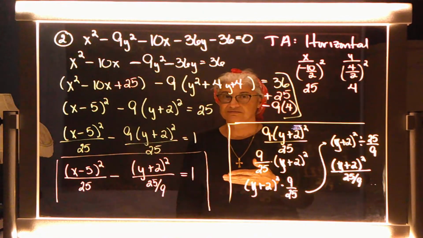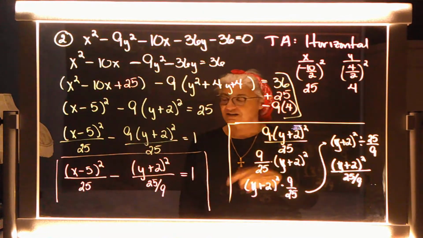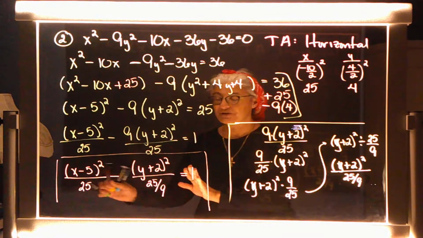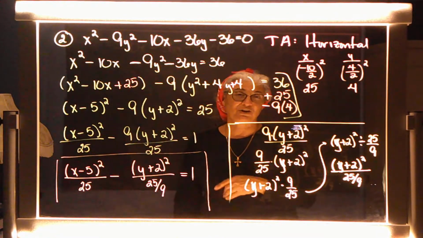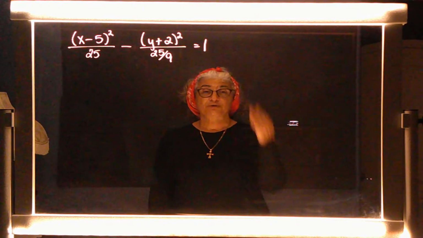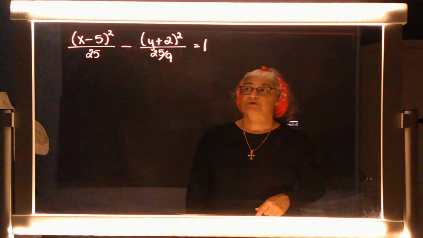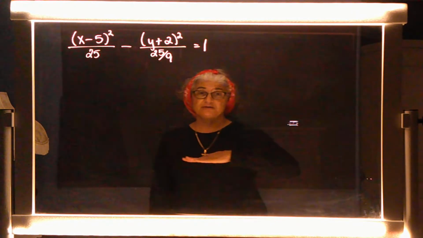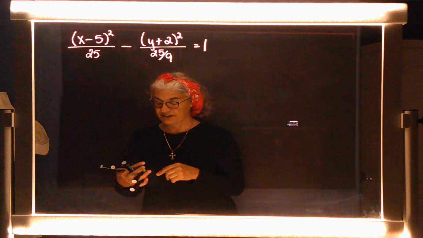Got it? Okay, so stay tuned. I'm going to clear this board space, rewrite our standard form, and then we're going to find all the pertinent information that they want. Okay, so here's the hyperbola we came up with. We know the transverse axis is horizontal. So now let's gather our information.